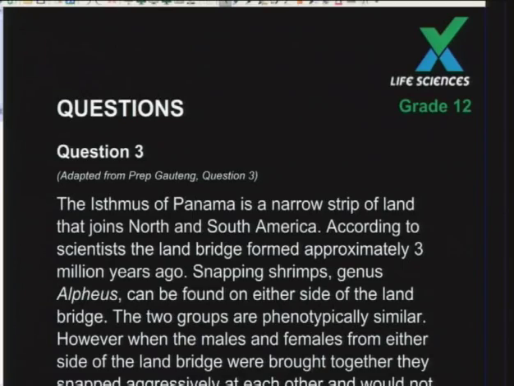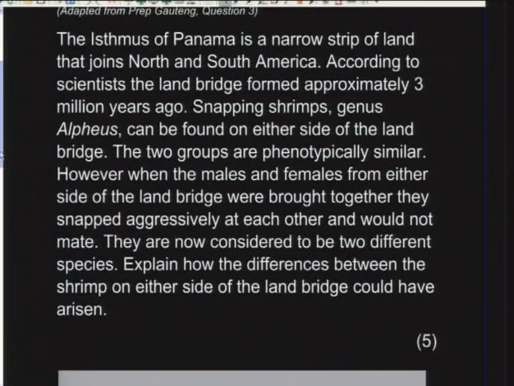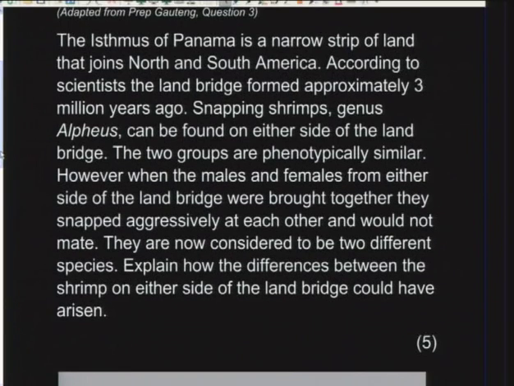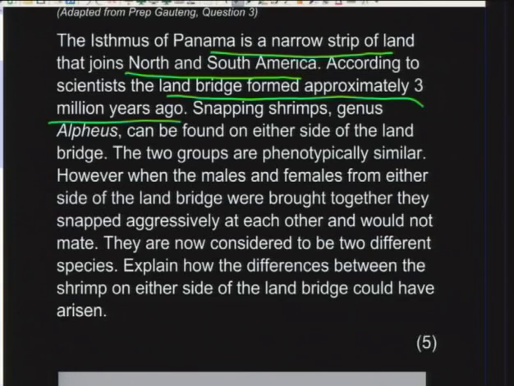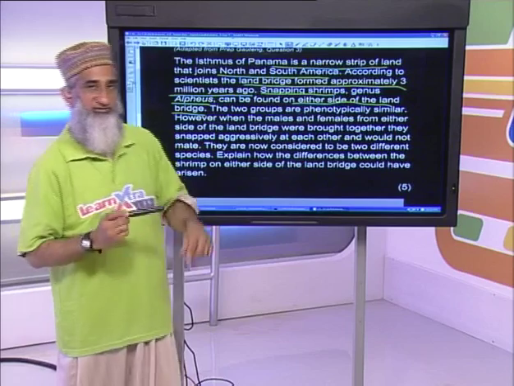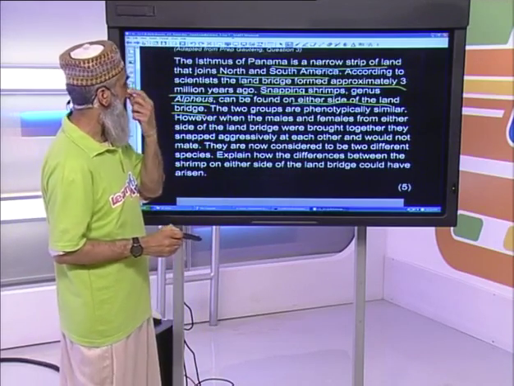The next question deals with speciation, also from the Prep Gauteng last year. The Isthmus of Panama is a narrow strip of land that joins North and South America. According to scientists, the land bridge formed approximately 3 million years ago. Snapping shrimps, genus Alpheus, can be found on either side of the land bridge. There's a land bridge, and on either side of this land bridge, we're finding these snapping shrimp.